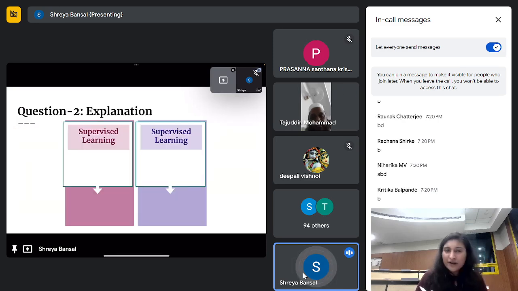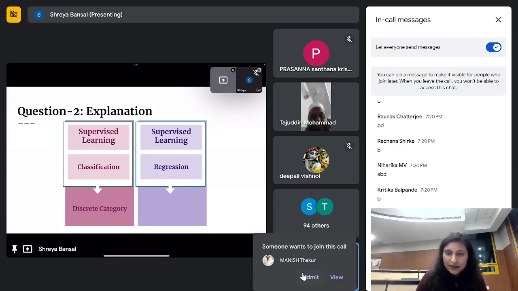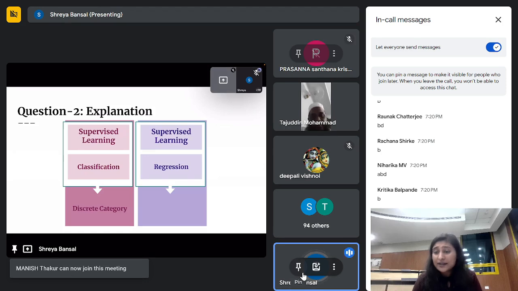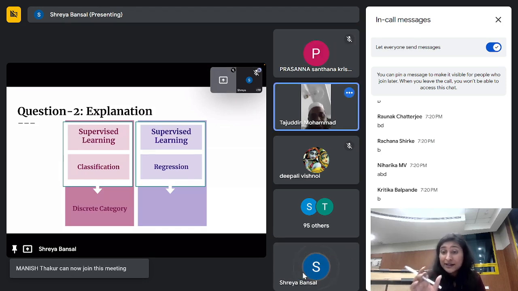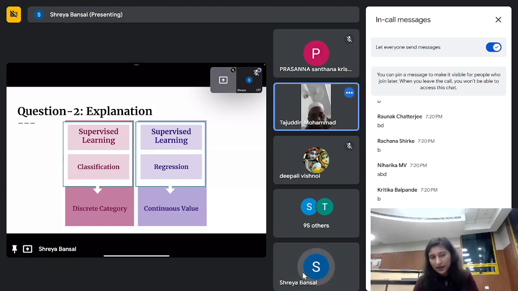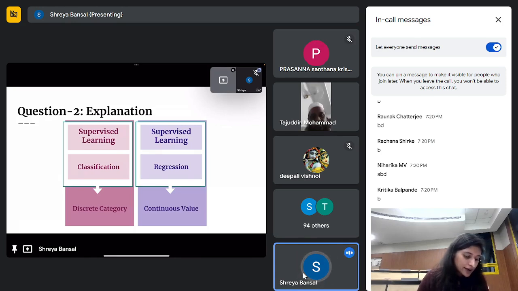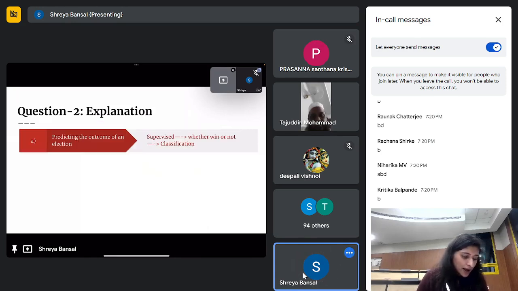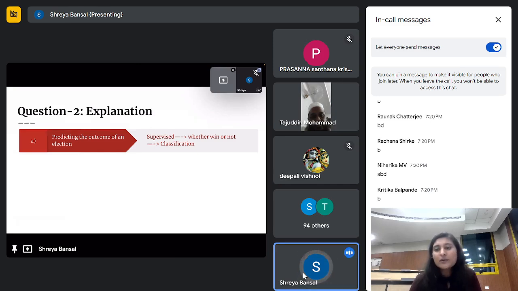You all know supervised learning has classification and regression. Classification means discrete categories, and regression means continuous values. Now let's start with the first one: predicting the outcome of an election. The outcome of an election is either win or not. There will be multiple people, and you will get to know the name of the person who will win, or for a particular person whether he will win or not. Yes or no?